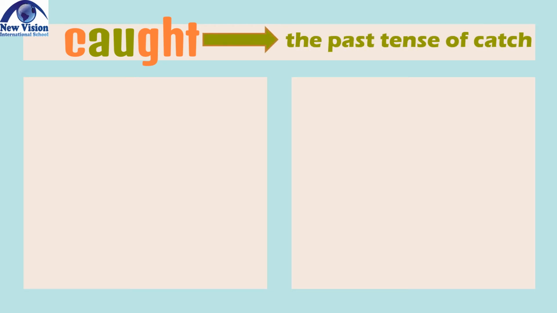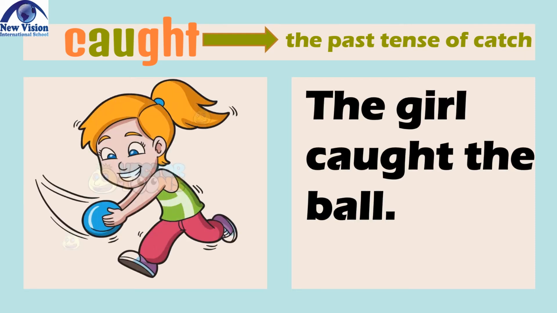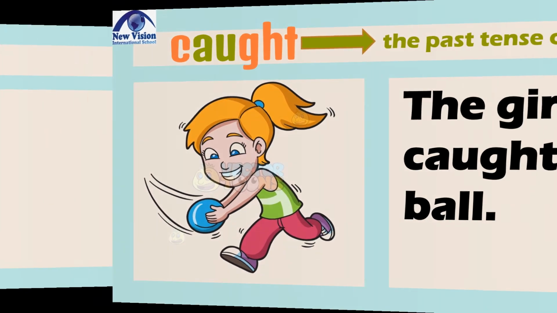The next word is caught. Caught also is a verb. Caught is the past tense of catch. The girl caught the ball. The vowel pattern here which makes the sound of O is AU.